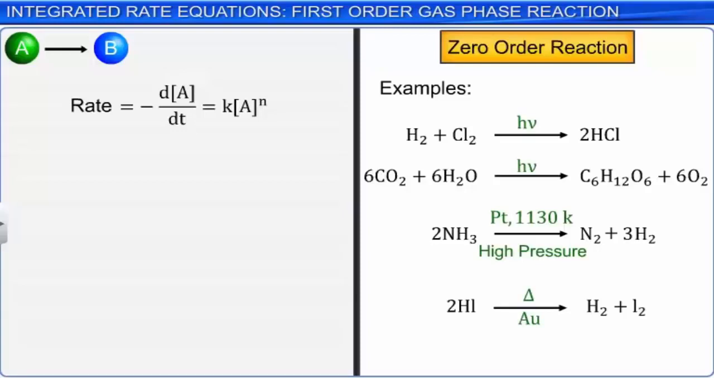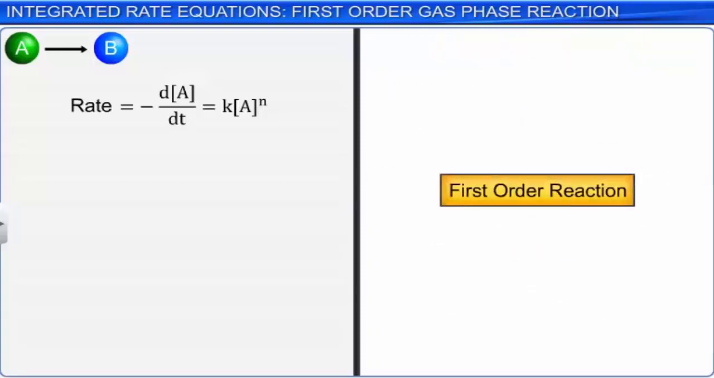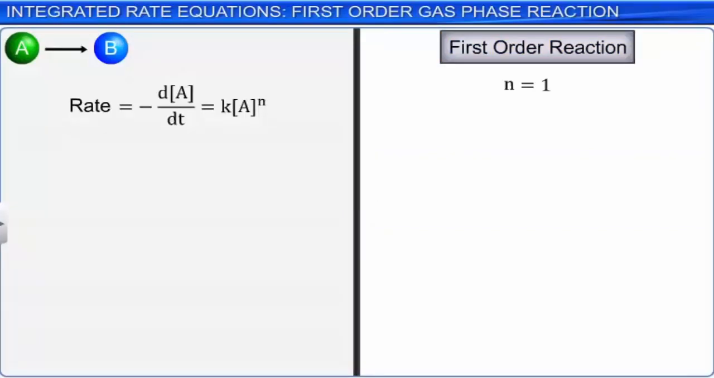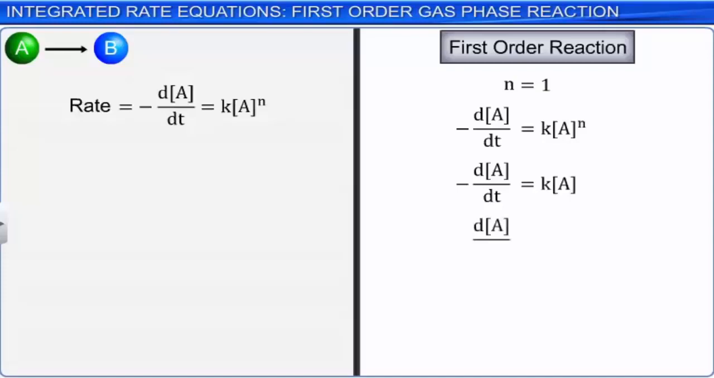Let us now consider a first-order reaction. The reaction in which the rate of reaction is proportional to the first power of the concentration of the reactant is called a first-order reaction. Hence, in a first-order reaction, n is equal to 1. Substituting n equal to 1 in the differential rate equation, we get minus dA by dt is equal to k multiplied by concentration of A, or dA by concentration of A is equal to minus k into dt.